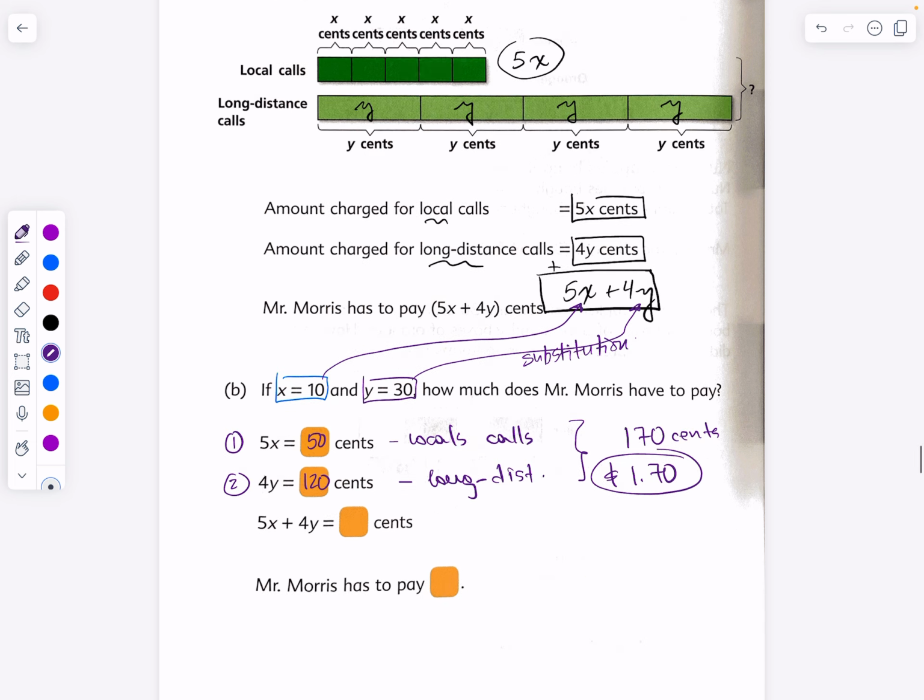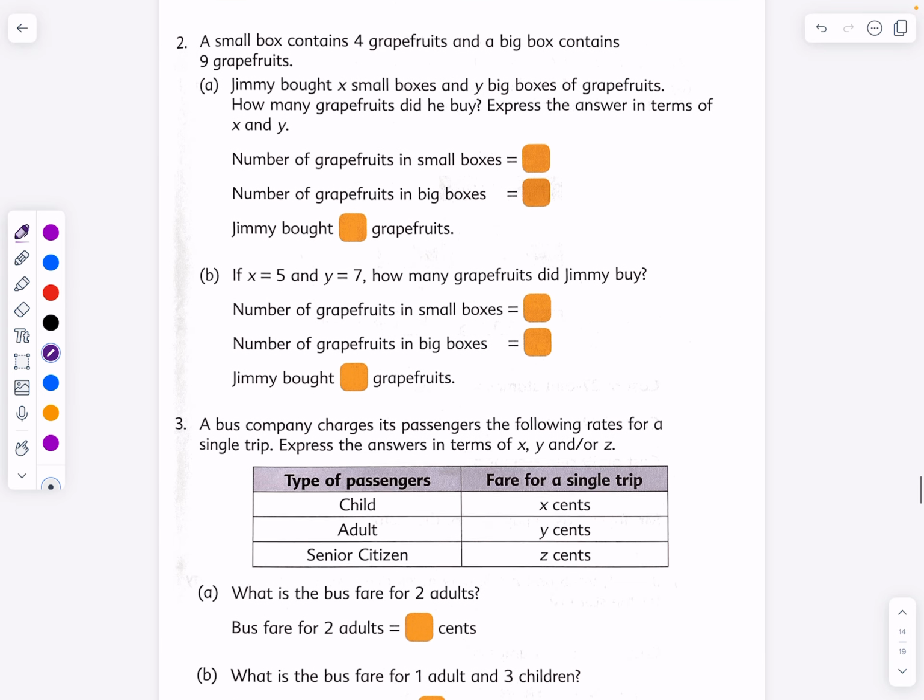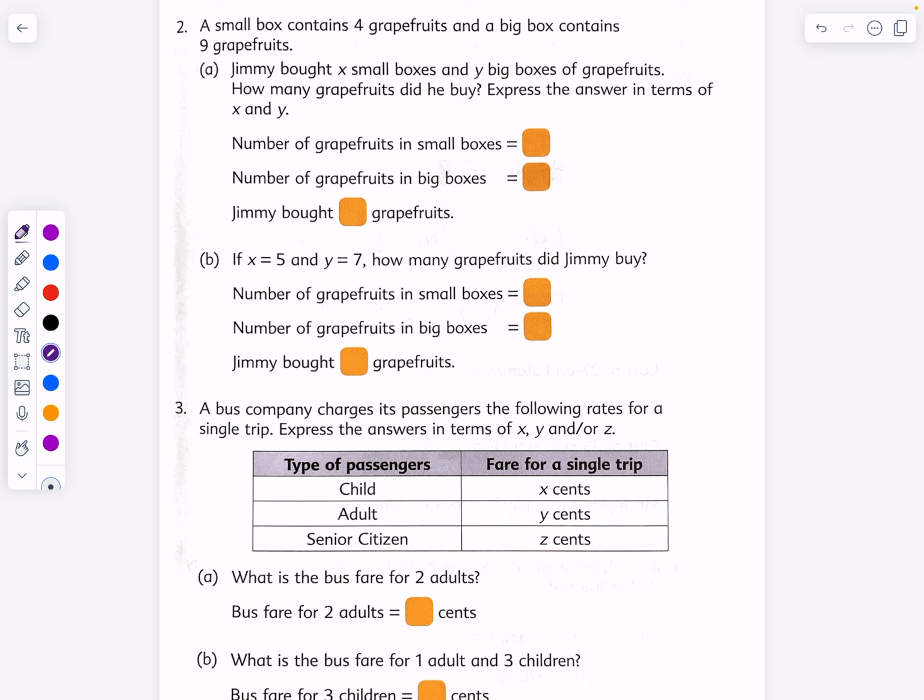Mr. Morris paid $1.70 in case a local call costs 10 cents a minute and long distance is 30 cents a minute. Now, next problem. A small box contains 4 grapefruits and a big box contains 9 grapefruits. Sometimes I make a simple drawing. We have a small box that contains 4G, and a larger box that contains 9G, for grapefruits. Jimmy bought X small boxes. Did Jimmy buy 1 box? No. 2, 3? No. We don't know how many, we just say he bought X boxes.